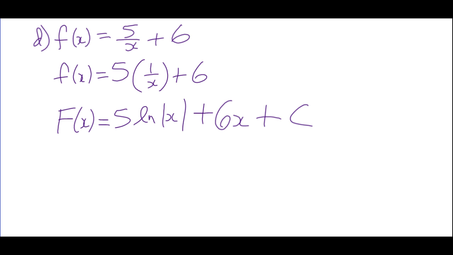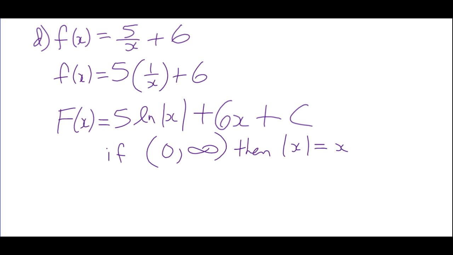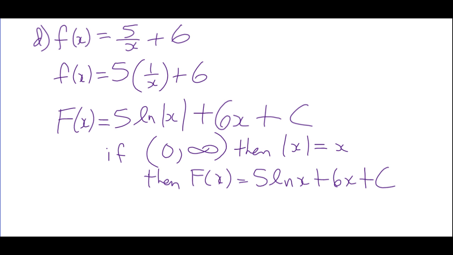Now, if we know something about x, so if we were told that the domain were from 0 to infinity, then we know the absolute value of x is x, and then f of x would be 5 ln x plus 6x plus c. Okay, but we would have to be told that, right? That we're operating on a specific domain, in which case we can drop the absolute value sign. Okay, but only if.